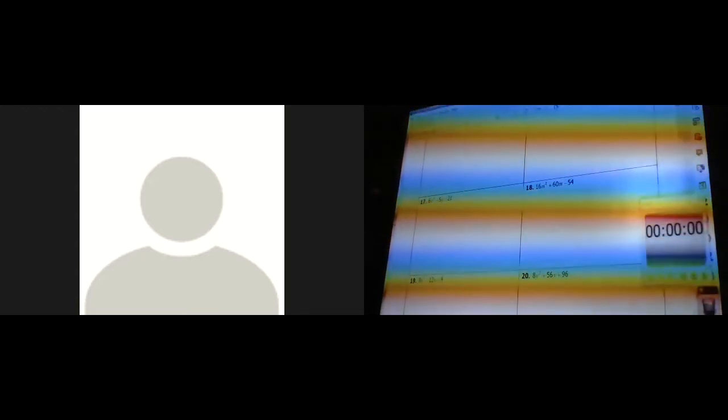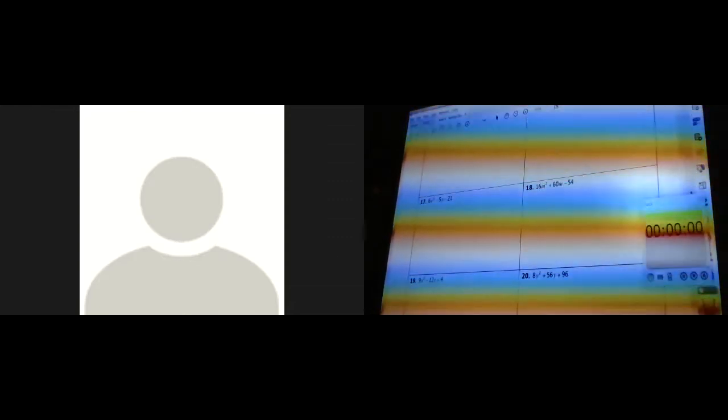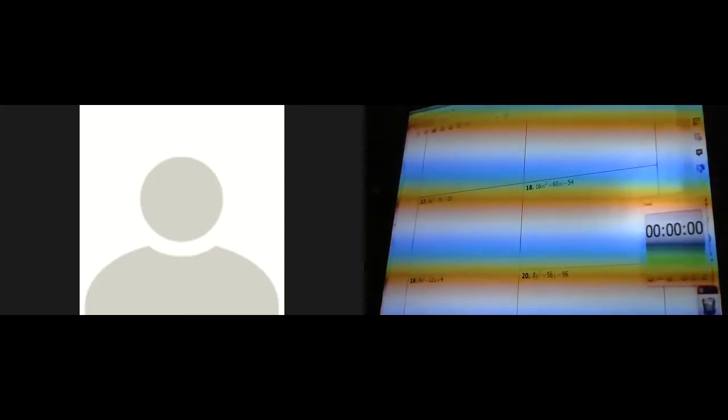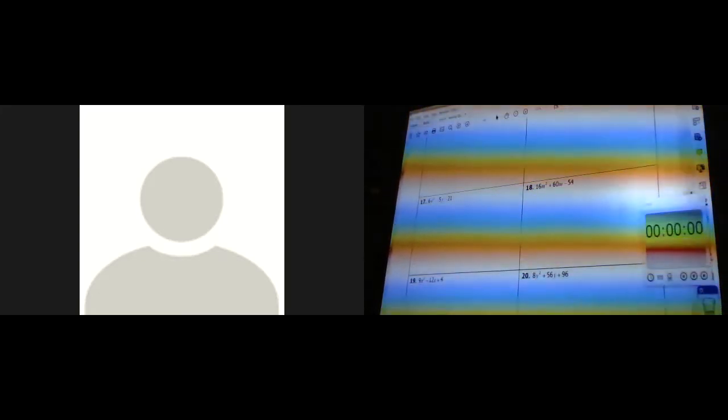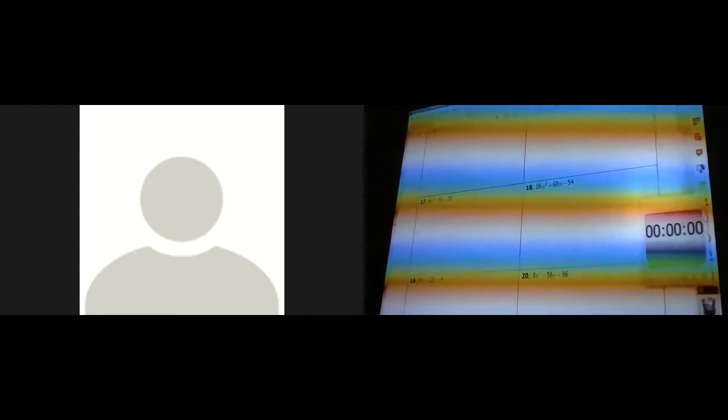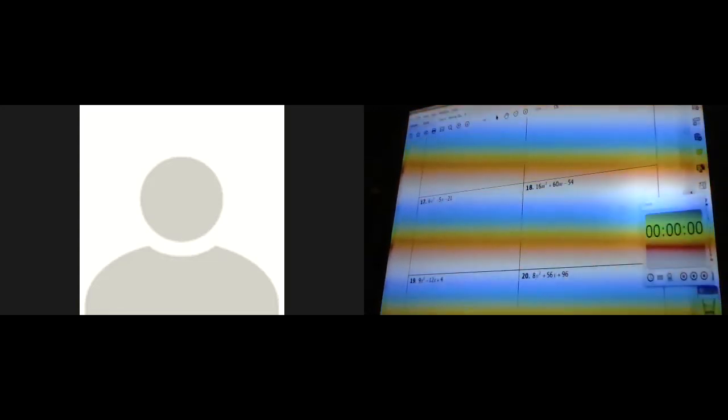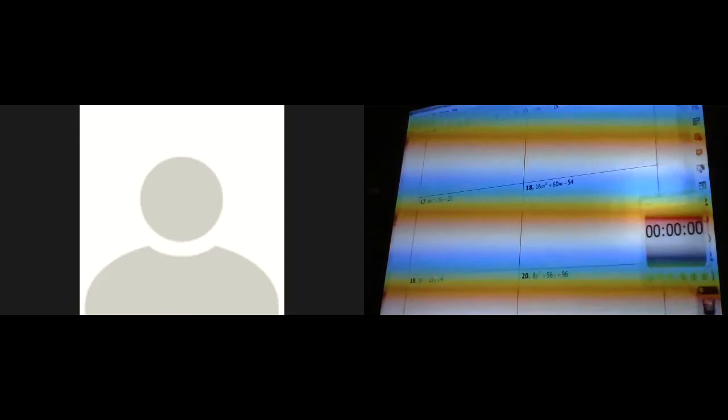It'll be 2y plus 3 and negative 7. This one, I'll show you this one. What's on the outside? That would be the factor 4. Okay.